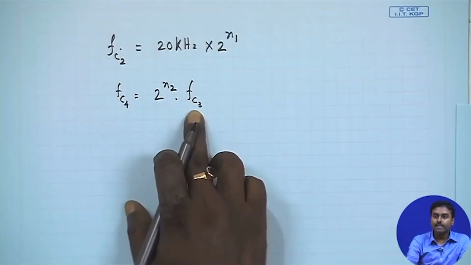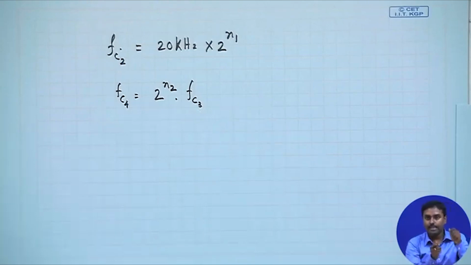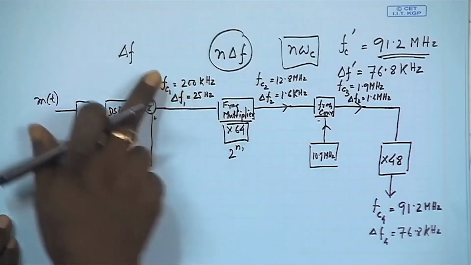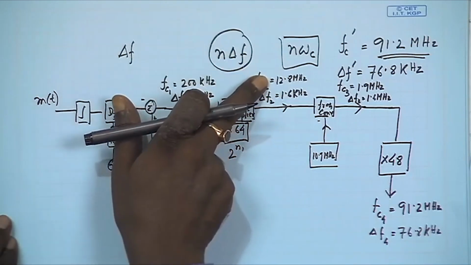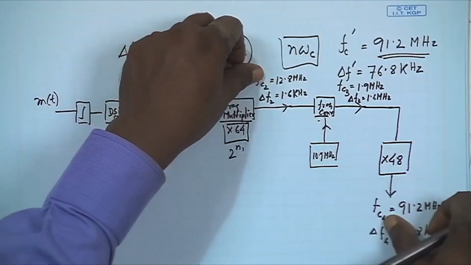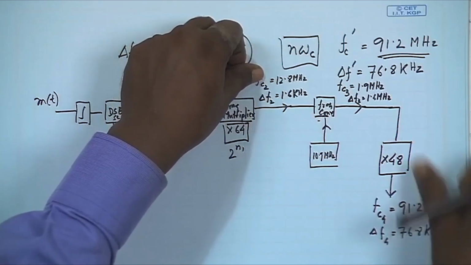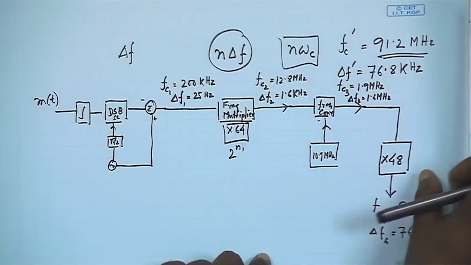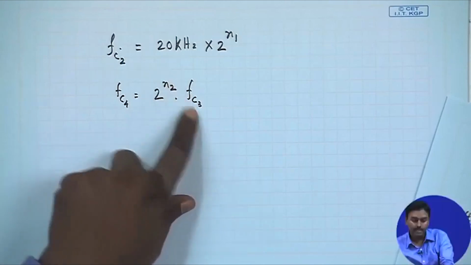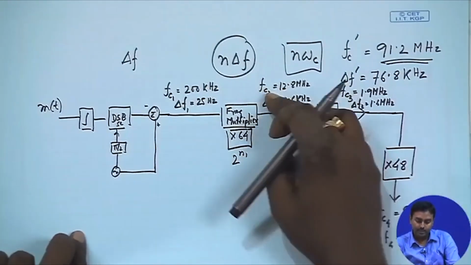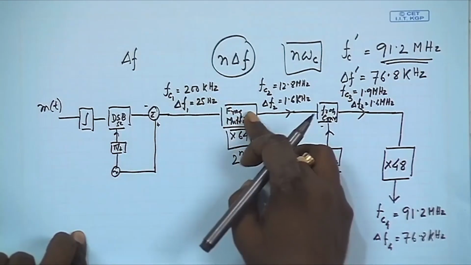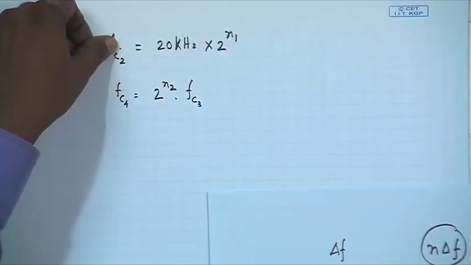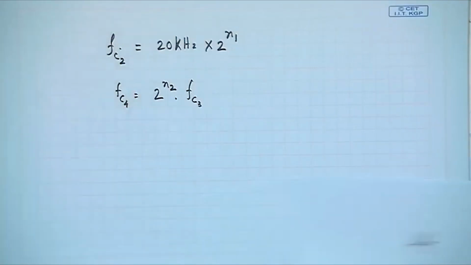This Fc3 is being generated due to the interaction of Fc2 and the local oscillator, right. So, if you just try to see over here, from Fc1 with multiplication I get Fc2, okay, and Fc4 is my final target. Fc4 is generated due to this multiplication. So, 2 to the power n2 into Fc3 should be Fc4, that is what we have written. Fc4 must be 2 to the power n2 into Fc3, and Fc2 should be 2 to the power n1 into Fc1. So, these two equations are always valid. Now, what will happen?